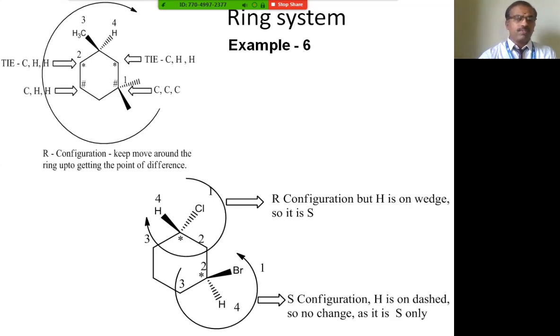Okay, now I'm going to the next. On the left-hand side you can see CH3, and on the right-hand side you can see two methyl groups. That means CCC. So who is going to take position number one? No doubt at all: carbon, carbon, carbon. CCC takes position number one.